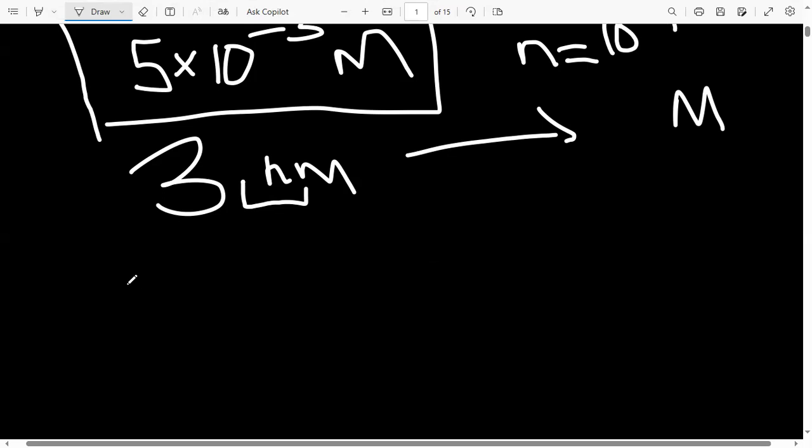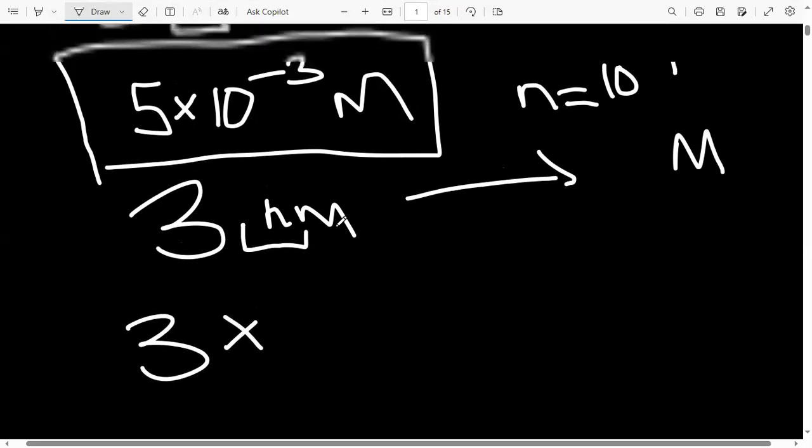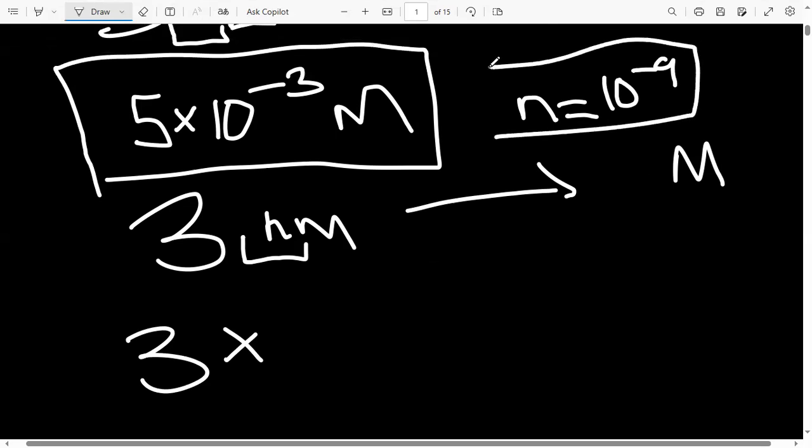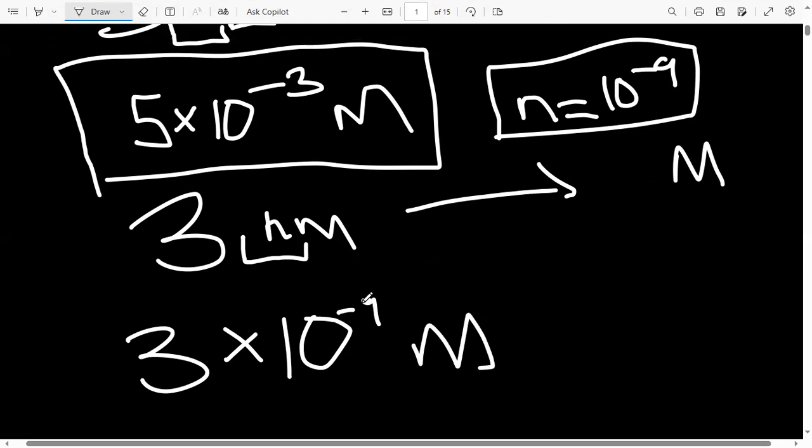So what am I going to do? I'm going to say 3 multiplied by 10 to the power minus 9, and then the meter remains. So this will be meters. This is the first situation, where you're converting from either the multiples or the sub-multiples to the SI units. That's situation number 1 that we can get.